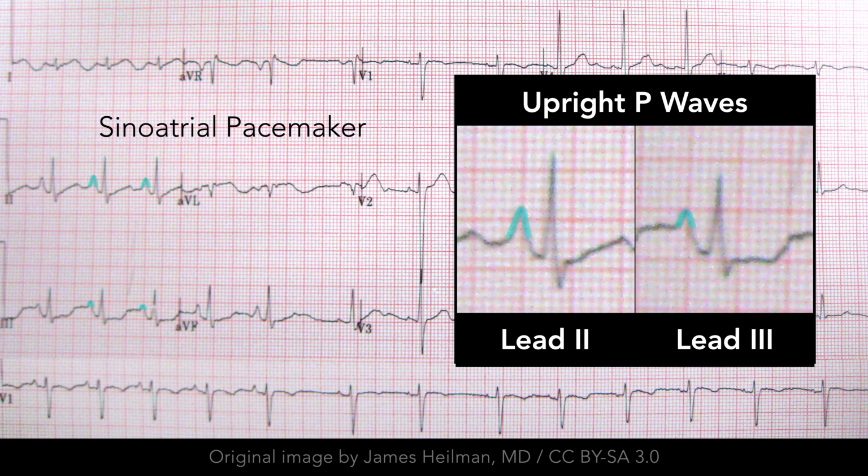It is important to note that this is in fact a sinus rhythm. Every QRS complex is preceded by a P wave, which has a constant morphology and is upright in leads 2 and 3. The PR intervals are also constant.